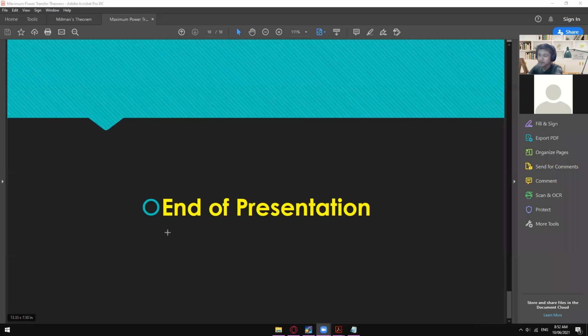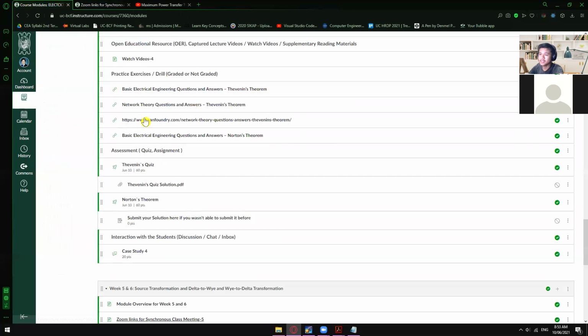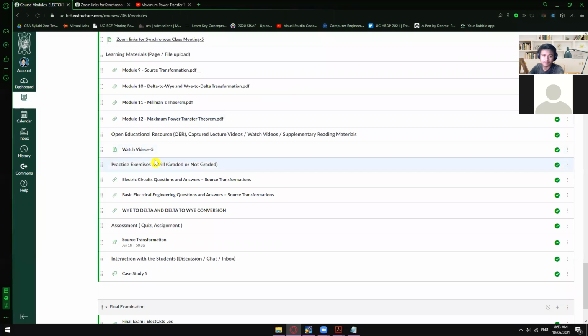And of course, the coverage of your final exam. I'm actually thinking whether I will not include Millman's theorem anymore, or I will just combine it with the other theorems. Because in one of the numbers in your exam, I combined Norton's and Thevenin's. I did combine them: one original circuit, and then you transform that into Thevenin, and then transform that into Norton. So I'm not sure yet if I will remove some theorem, but just to be sure, review everything from the start up to the end. So the last 6 modules, from Thevenin's up to the maximum power transfer theorem. That's basically the coverage of your final exam.